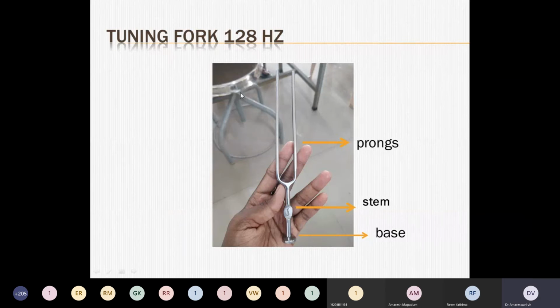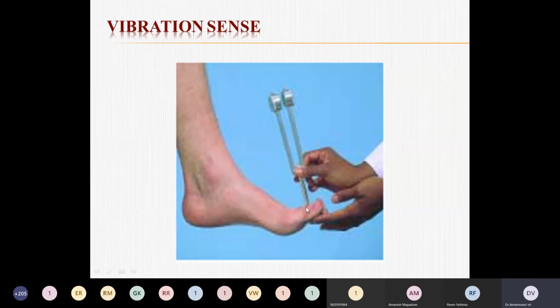So this is the tuning fork. I have taken a tuning fork of 120 hertz. These are the prongs, this is the stem. I am going to hold here. I will make the prongs vibrate, and I will keep the base of this tuning fork on the bony prominence like this.